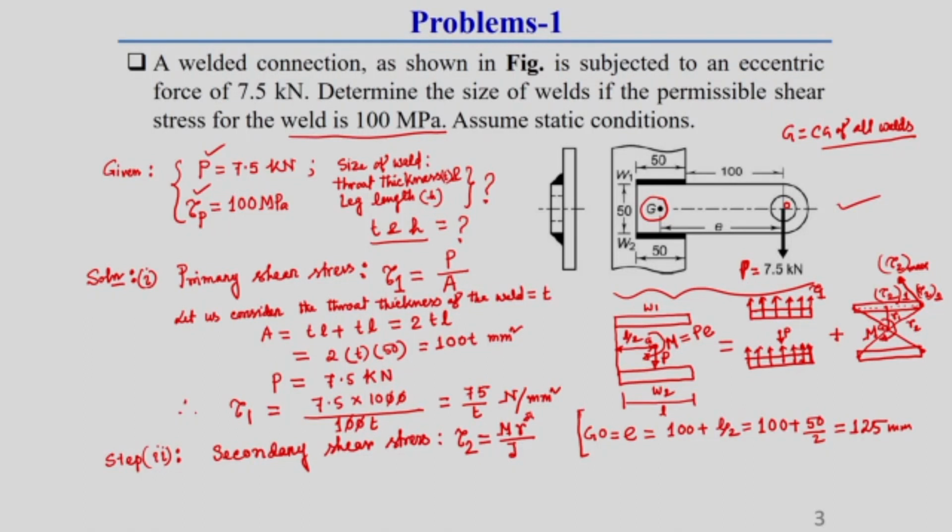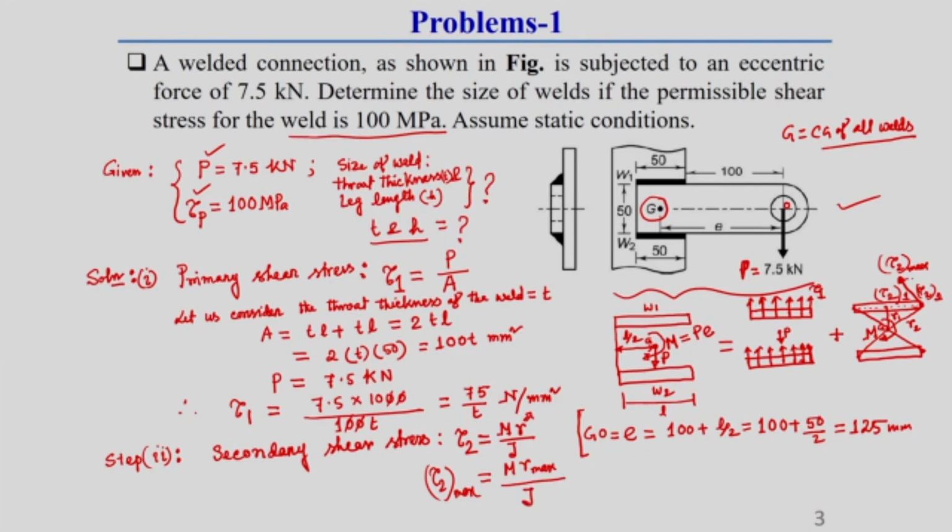because here we are going to design the weld joint. That is why we have to consider the maximum one. But in case of primary shear stress, we assume that it is uniformly distributed over the entire length of the weld. But tau 2 depends on this r distance. So, here tau 2 max we have to find out. This tau 2 max will be M into r maximum distance divided by J, the polar moment of inertia.